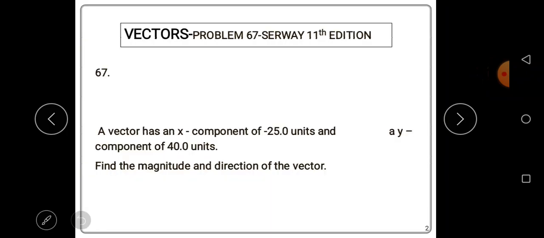So in this video, we'll be discussing vectors. This question is coming from 11th edition Sears College Physics, problem 67, topic 1. The question reads: a vector has an x component of negative 25.0 units and a y component of 40.0 units. Find the magnitude and the direction of the vector. So we need to find the magnitude and direction of the vector.